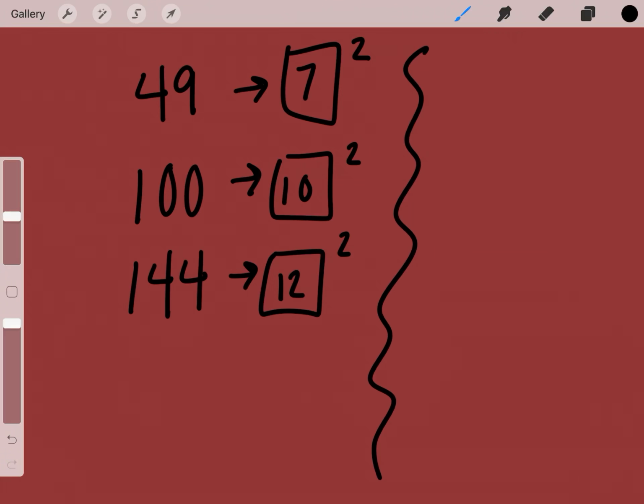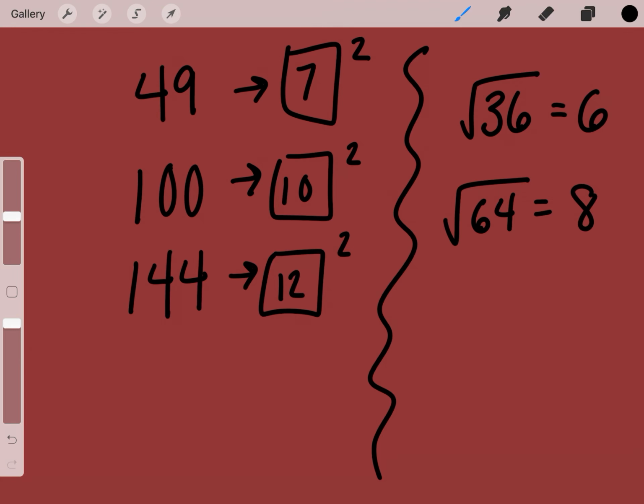is, let's say I wanted to figure out what number times itself equals 36. I would do the square root of 36, and the square root of 36 is 6. The square root of 64 is 8. What is the square root of 81? Right, it's 9.